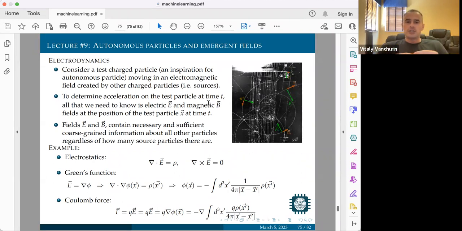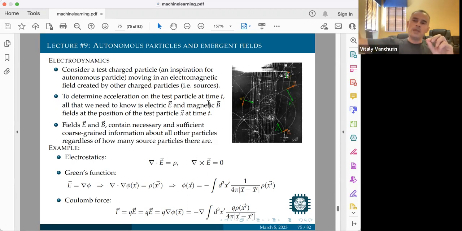Now, E and B are just triplets of numbers. So there are 3 for the E field and 3 for the B field. You can have many different configurations of other particles moving around, but at the end of the day, only 6 real numbers will determine where the test particle, this test vehicle, if you like, will move. So most of the information about all other particles has been coarse-grained. It is irrelevant information, and only very little information is preserved. It's only 6 real numbers.